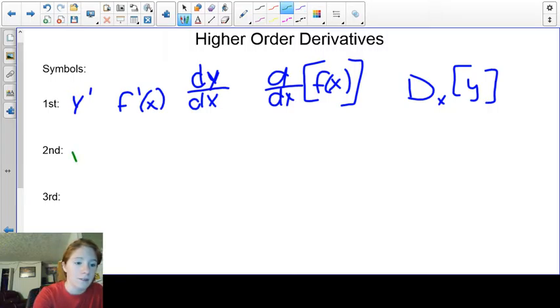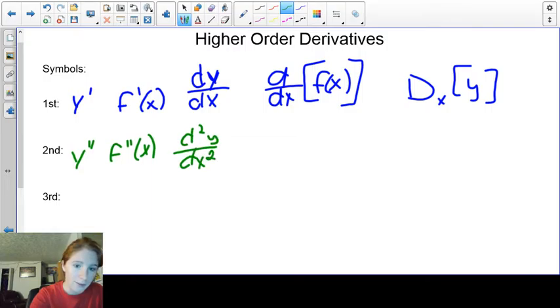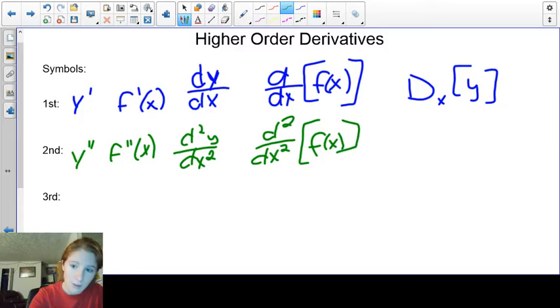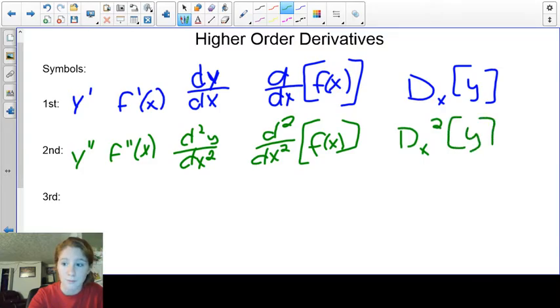So let's take a look at the second. So we have y double prime, f double prime of x, d squared y over dx squared, d squared over dx squared of f of x, dx squared of y. So essentially what we've done between the first derivative and the second derivative is either added 2 marks, went from 1 to 2, or we've added squared terms.